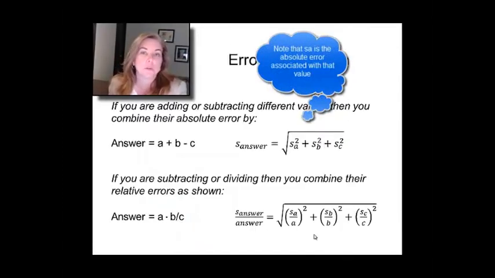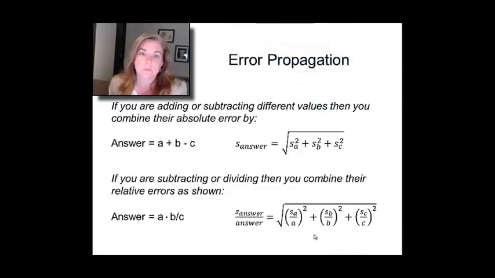Well, that's where we use the rules of error propagation, and they're pretty simple. If in your data analysis you're adding values, each of which has a spread, then to get the spread in the answer, you're going to take the square root of the sum of the squares of each of the errors, and that's going to give the error in the total.